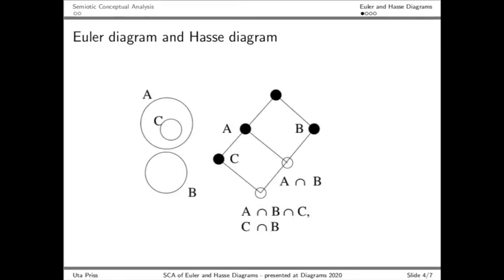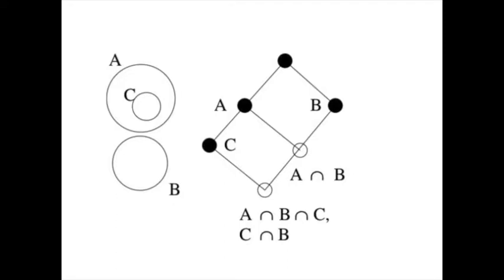This slide shows an Euler diagram on the left and a Hasse diagram on the right. Both display the same information. The Hasse diagram has a node for each zone of the Euler diagram. So there are 4 nodes corresponding to the 4 zones, including the outer zone of the Euler diagram. The empty nodes in the Hasse diagram correspond to empty sets.